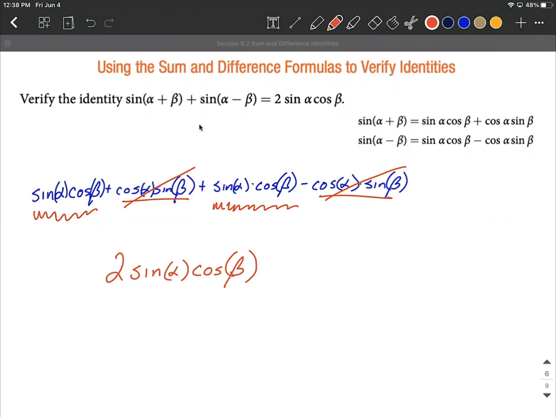We've shown that this identity does hold based on the sum and difference formulas for sine.